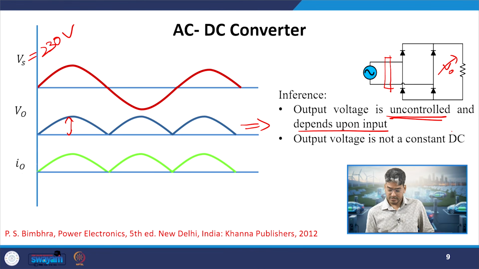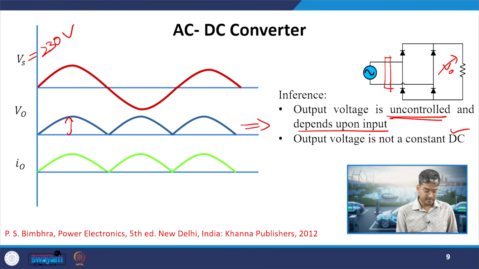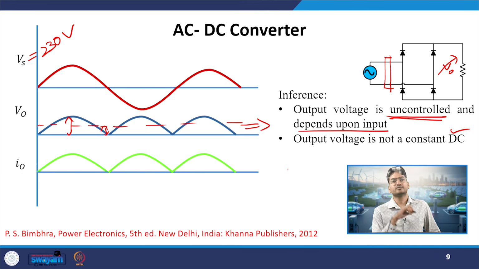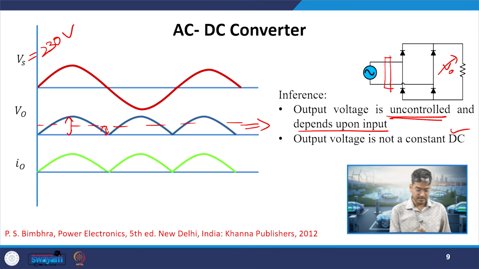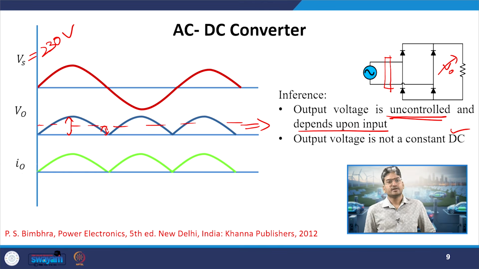So, the output voltage is not constant DC. Although the average value is fixed over here, if I look at the instantaneous values, the error is very high during the zero crossing. So, it is not constant. What is a perfect DC? It should be constant; its amplitude should be constant. If we get the dotted line as our output voltage, we say that it is a perfect DC, whereas in this case we have a high amount of ripple percentage.